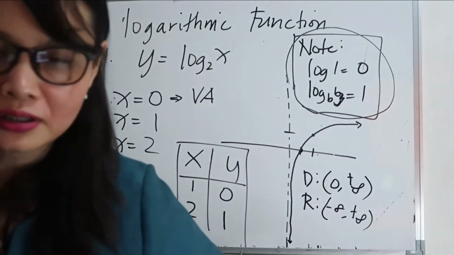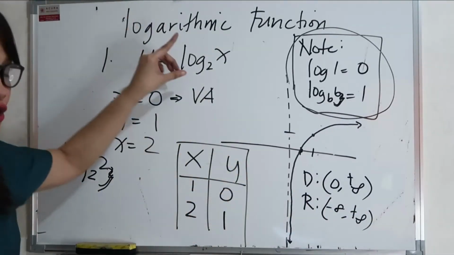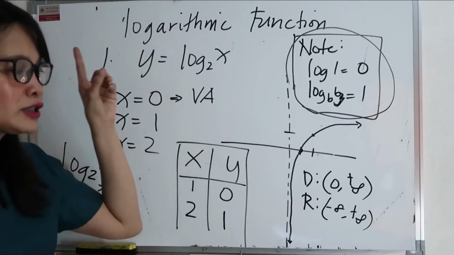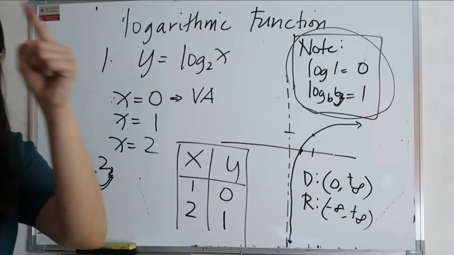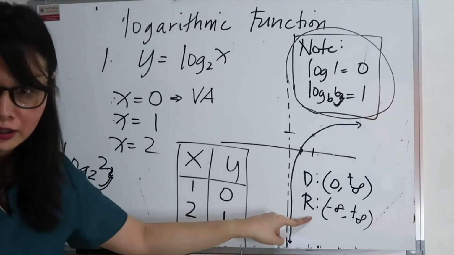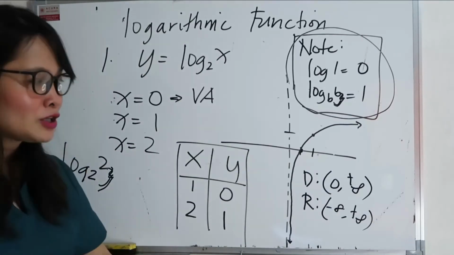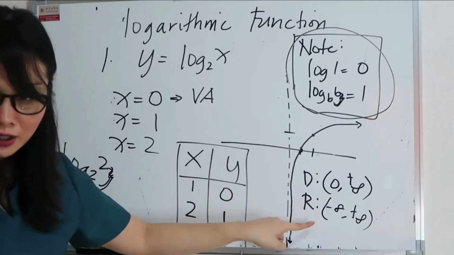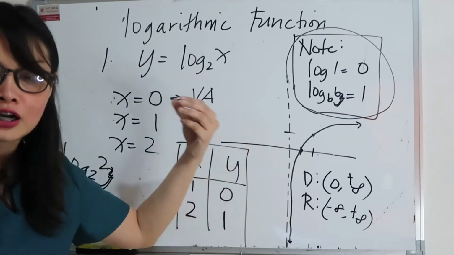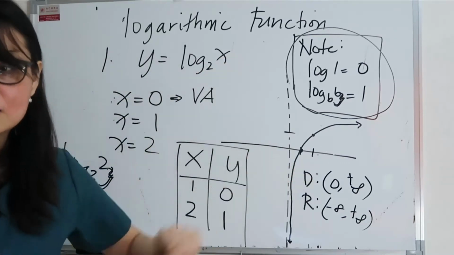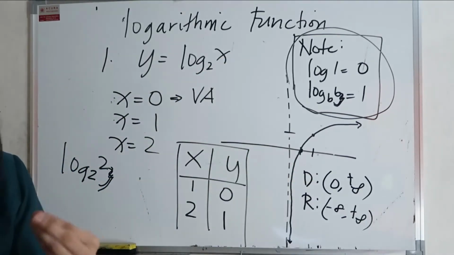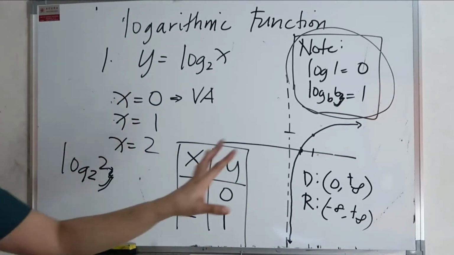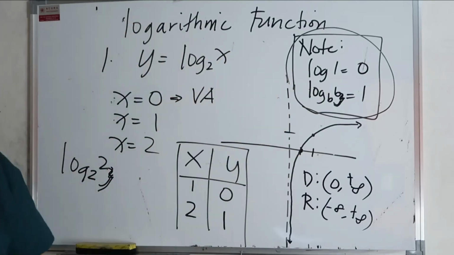What have you noticed? Remember that the logarithmic function is the inverse of the exponential function. The domain of your exponential function is the range of your logarithmic function, which is why it is the inverse. And the range of your exponential function is the domain of your logarithmic function. So that's the graph of a logarithmic function. Let's proceed now to the second example.